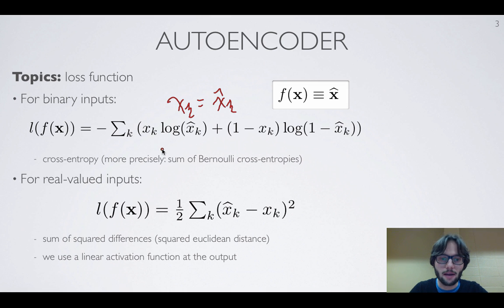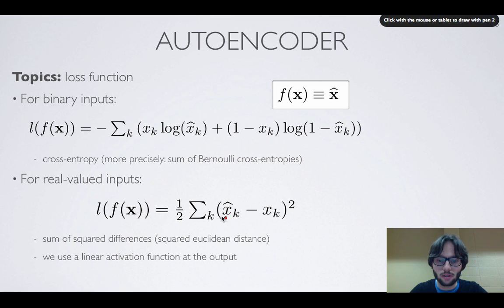So if xk, say, is equal to 0.4 and then x hat k is equal to 0.4, then the cross entropy for that input dimension is not 0. So you shouldn't be surprised if your inputs are not exactly 0 or 1 that you don't reach a perfect cross entropy loss. But another alternative, if you have real valued inputs, is to just use the squared difference. So essentially half times the sum over all the input dimensions of my reconstruction minus the actual input squared. So this is the sum of squared differences.